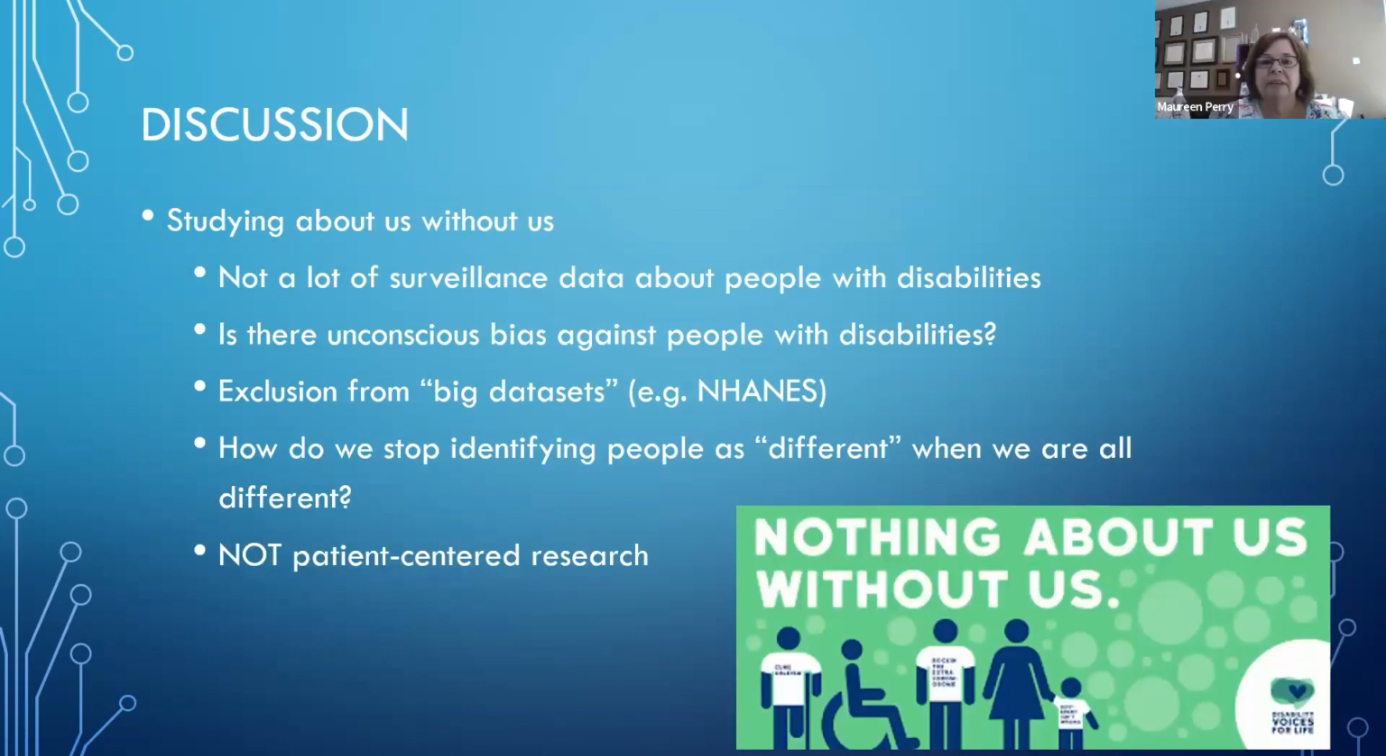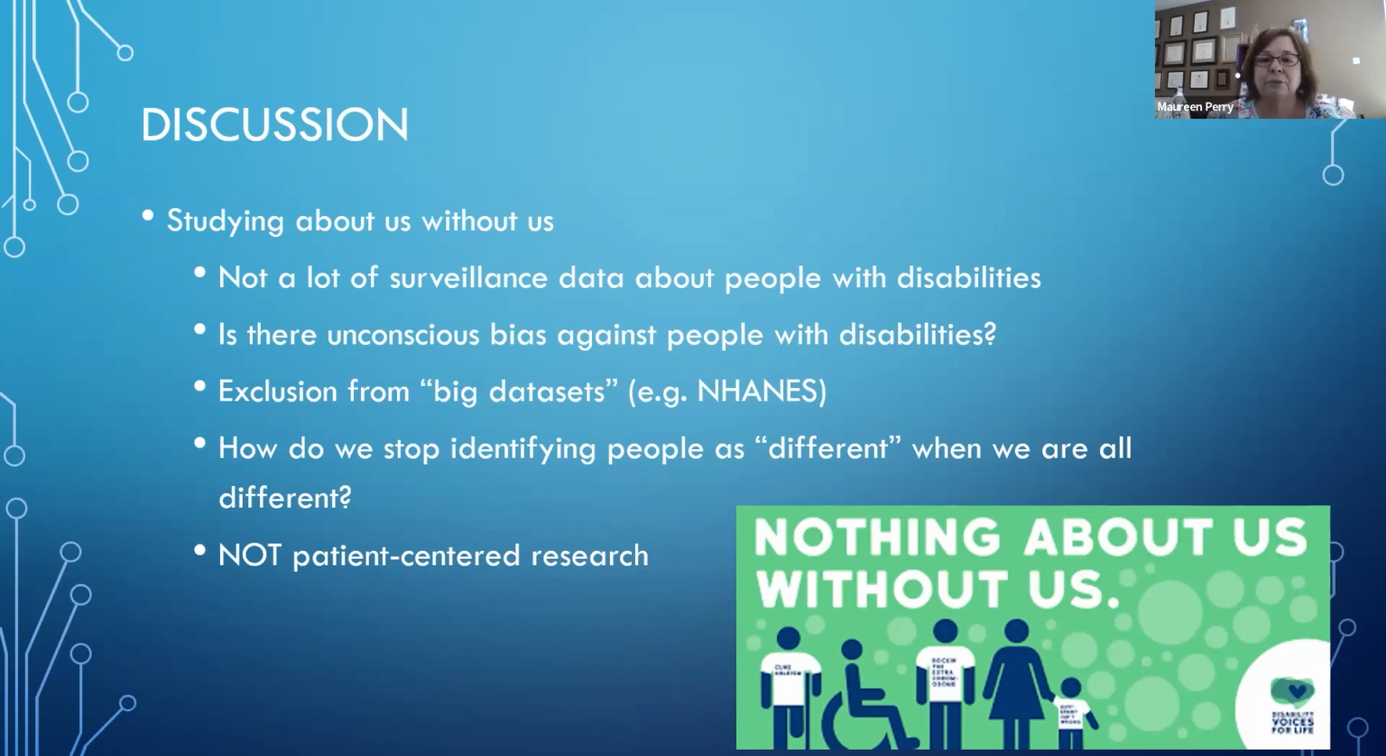Another thing is that there's a huge movement, nothing about us without us. So why should we be studying a group without really having them be participants? There's not a lot of surveillance data. Traditionally, these folks have been left out of the big data sets. We can look at the NHANES data, all these other kinds of data sets. There's no people with IDD in these. Is there an unconscious bias, or is it just too difficult to get the data? Is it just too hard to ask them the questions, so we don't bother?